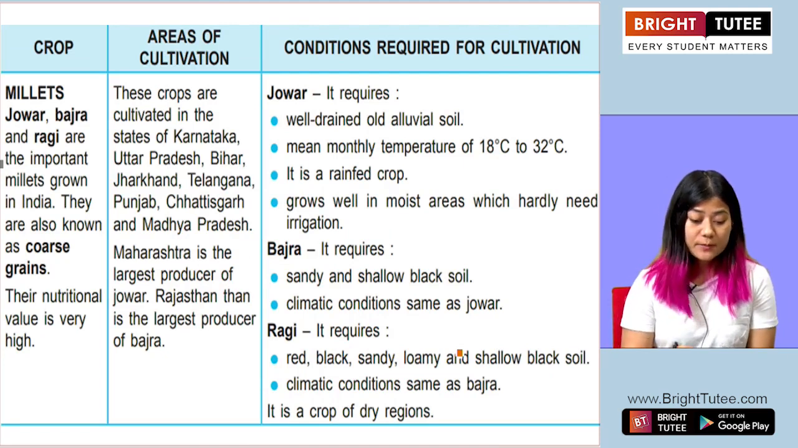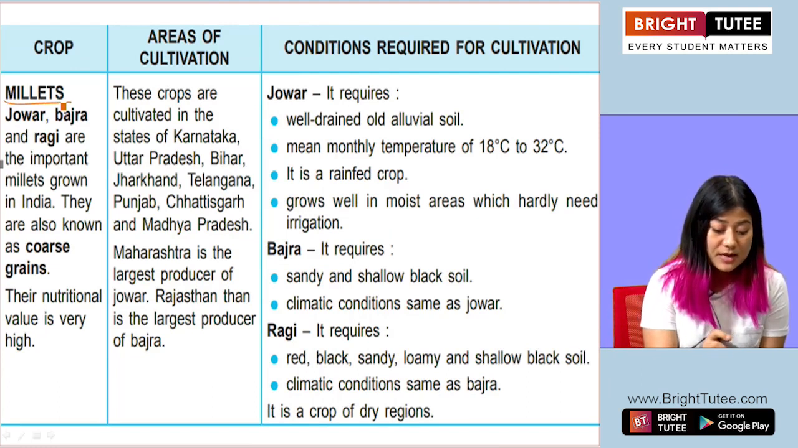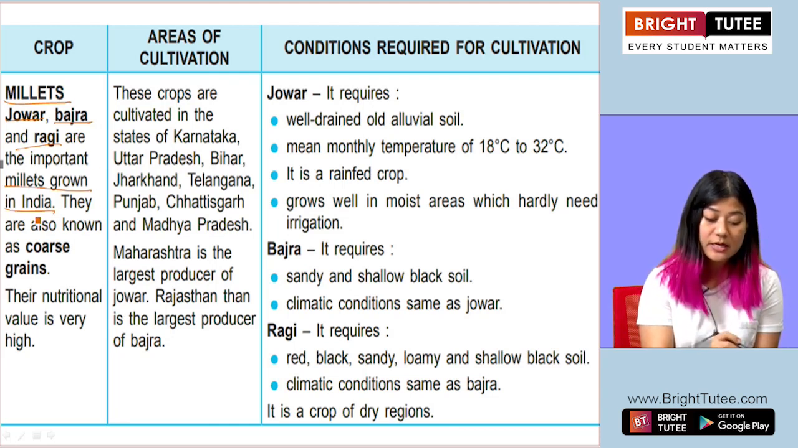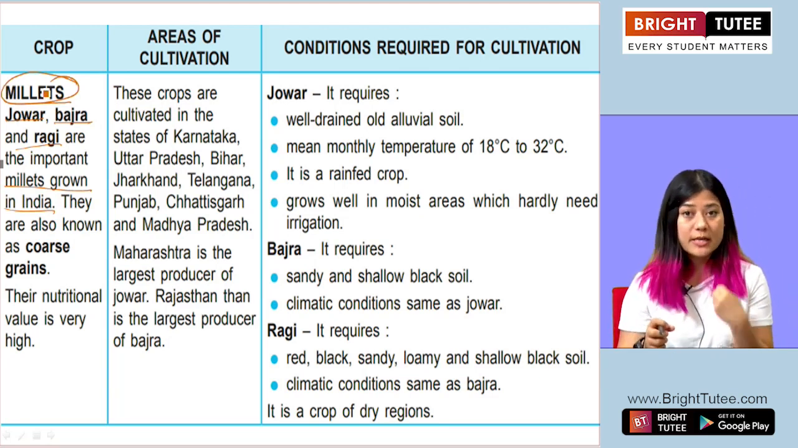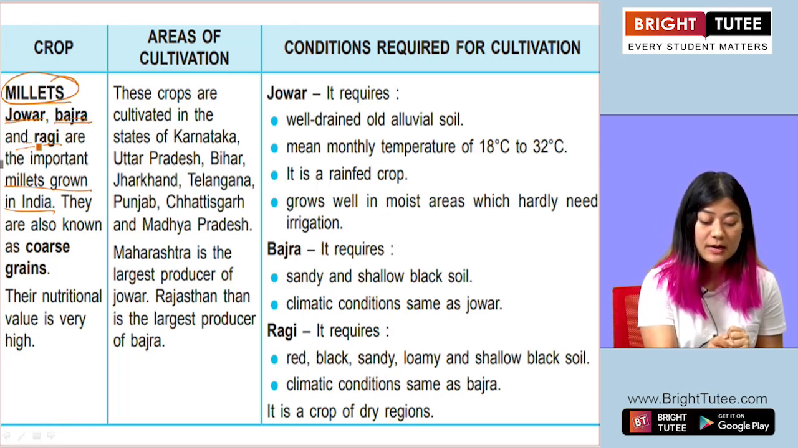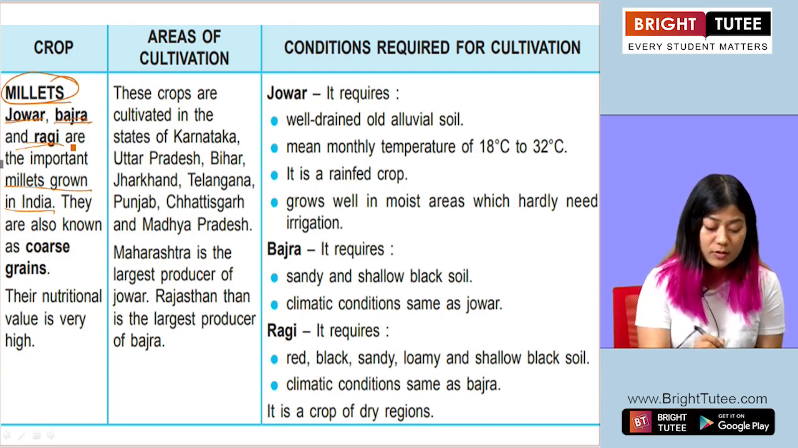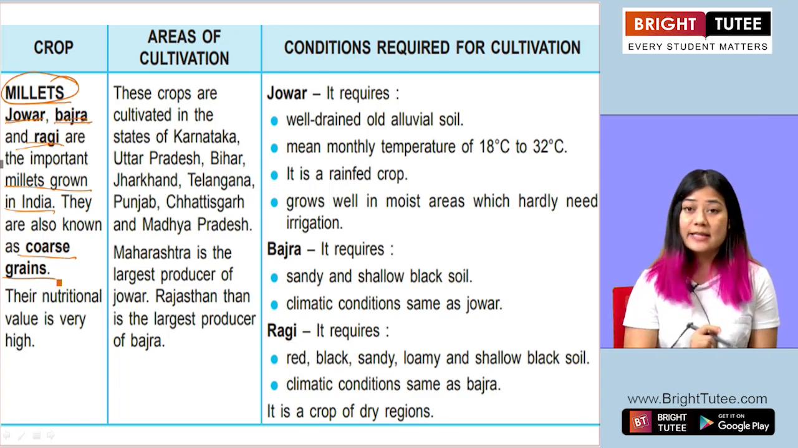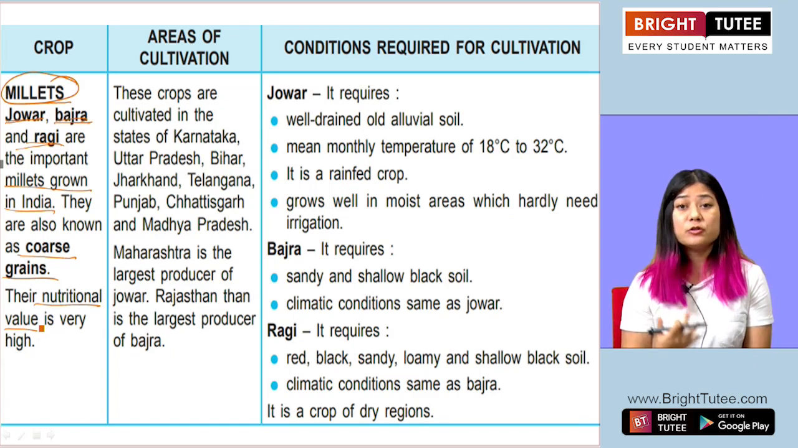The other crops that we are going to look at are millets. Now millets, jawar, bajra and ragi, are all important millets grown in India. So when we say millets, it includes different crops. They're also very important crops in our country. They're known as coarse grains and have very high nutritional value. They are high in nutrition and very good for health.